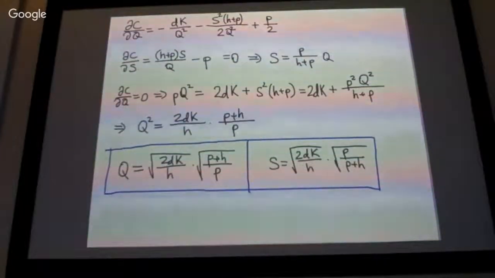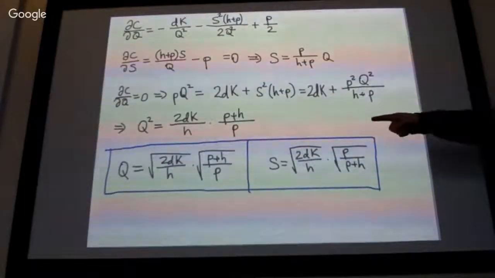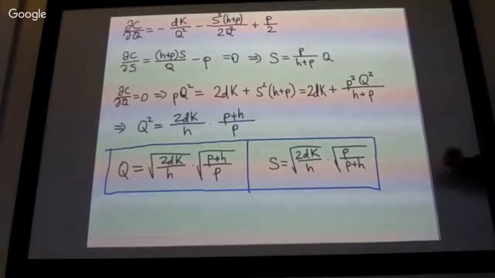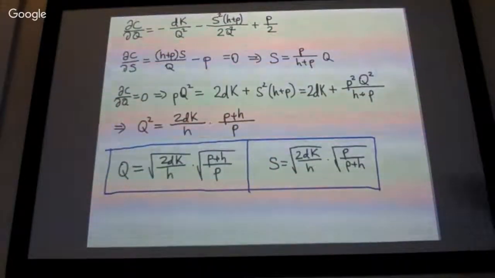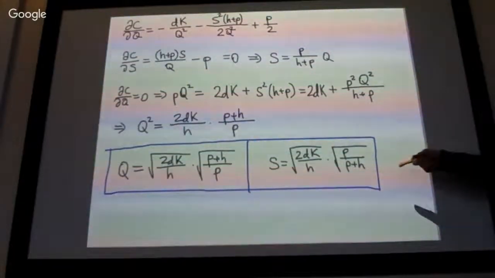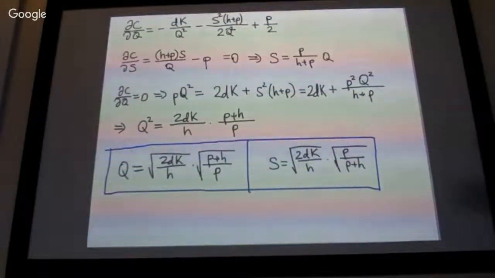But these are the values: the optimal Q, which is the size of the order, and the optimal S, which gives us how much we should have. And then Q minus S, the difference of these two, will give us the maximum shortage.